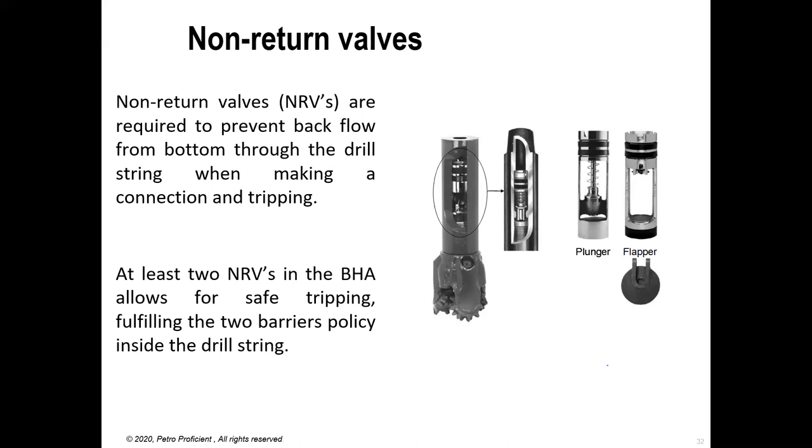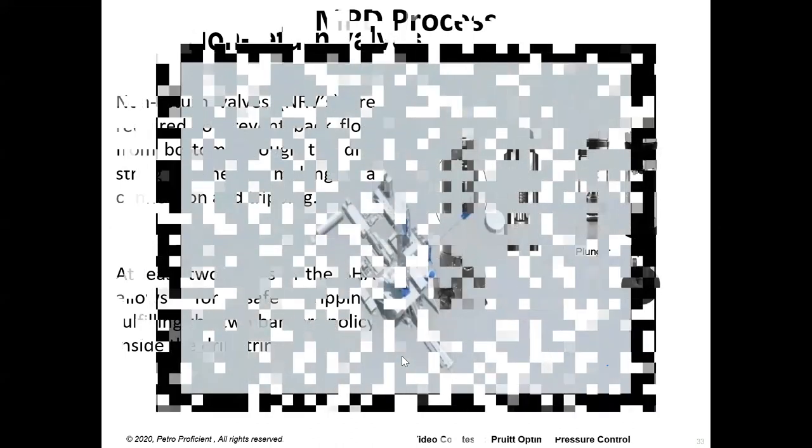So at least two NRVs are to be installed, and if at all you get an influx in your well, these NRVs will prevent the flow of influx from your bit nozzles all the way through your drill string. So these prevent the flow of fluid from your well through your drill string. This is how they are required, and they will be installed either by the drilling rig or by the MPD service provider. So this is how it goes.